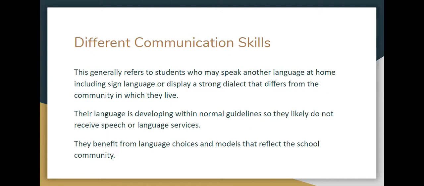Students who demonstrate language differences do not typically receive direct support from a speech-language pathologist, but that doesn't mean they can't benefit from the language models of their community. Generally, these students meet developmental milestones, but present with a dialect different from most of their school community, or come from a home where another language is spoken. If they require support, it is usually not from a speech-language pathologist, but could be from other support staff, such as an EL teacher.